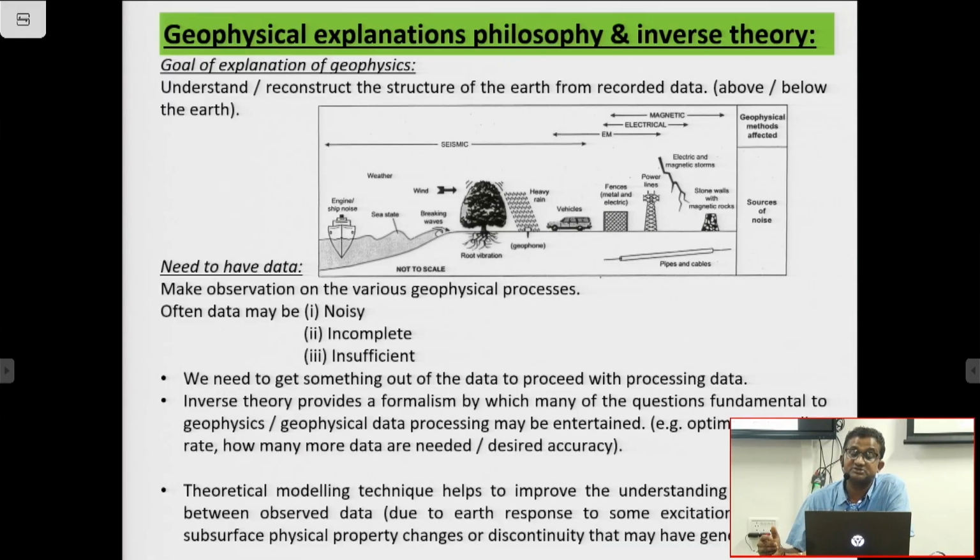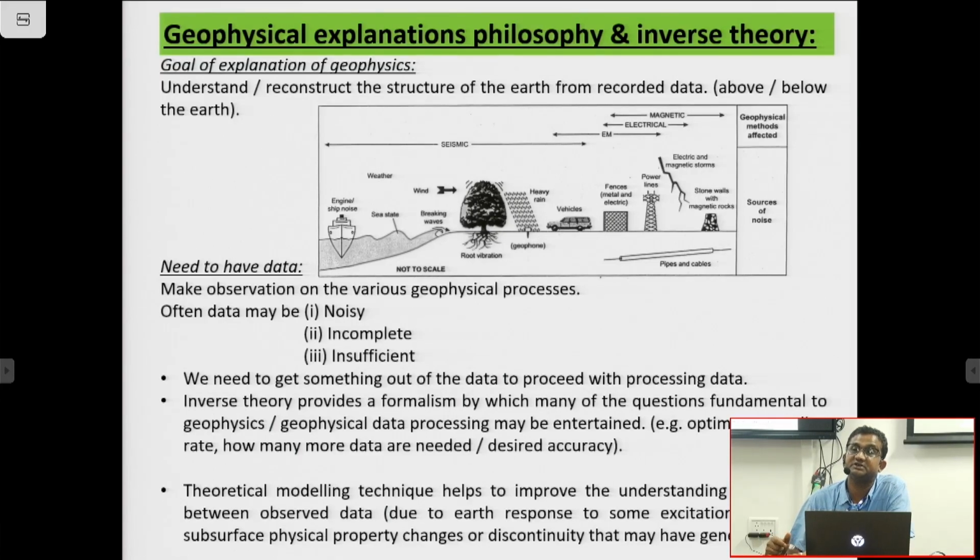And the inverse problem is again associated with that incompleteness. We have a limited set of data acquired on the Earth's surface, but we want to address the continuous distribution of the physical property which is varying inside the Earth. So our data may be limited, and the data may be incomplete.